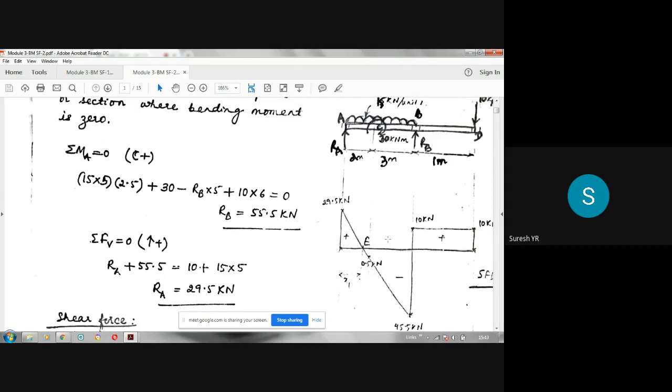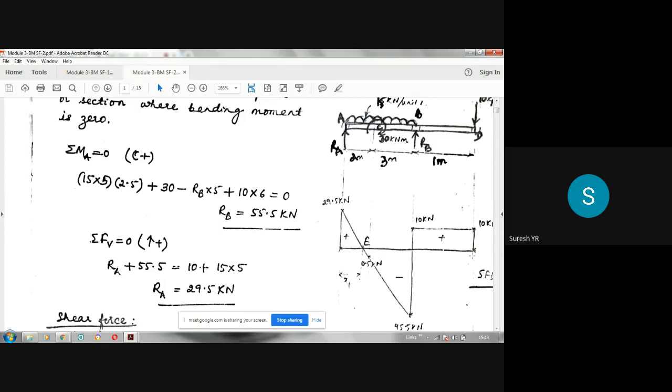Very easy method. After finding the reactions, at A there is an upward reaction of 29.5. Move upwards 29.5. Then from A to B, you have a downward force of 75, 15 into 5. Come down by 75 at B. Then you have a reaction at B, RB, 55.5 kilonewton. Move upwards 55.5. Already 45.5 is there, plus another 10 you have to move up. Then there is no force from B to D, so it is horizontal. Then there is a downward force at D.